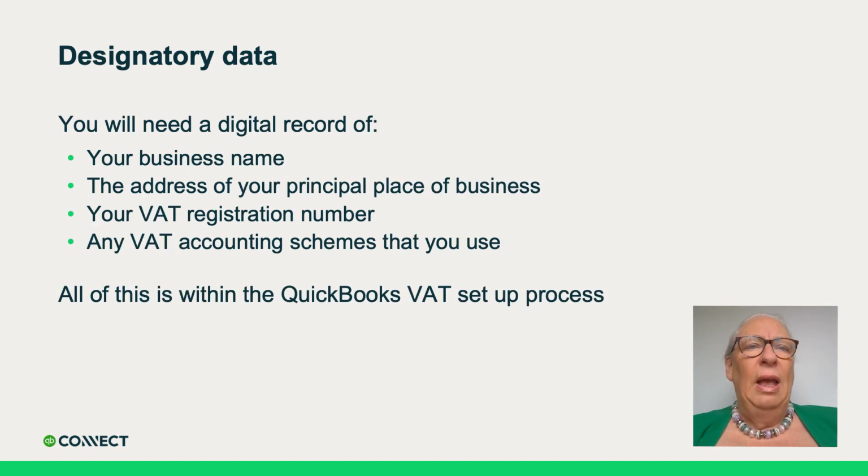So for each of those, here's what you need to keep. You'll need a digital record of your business name, the address of your main place of business, your VAT number, and any VAT accounting schemes that you use, such as cash accounting, annual accounting, and things like that. Now, all of that is in your QuickBooks VAT Centre. When you set up VAT for the first time, you actually recorded all of that. So provided you're using QuickBooks, you don't even need to think about that aspect of your designatory data.